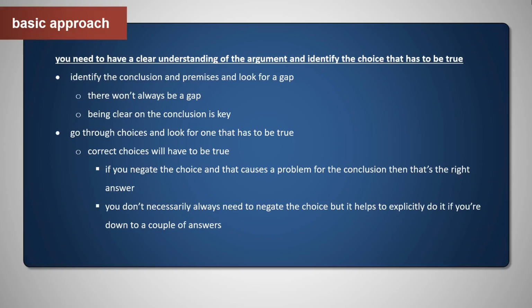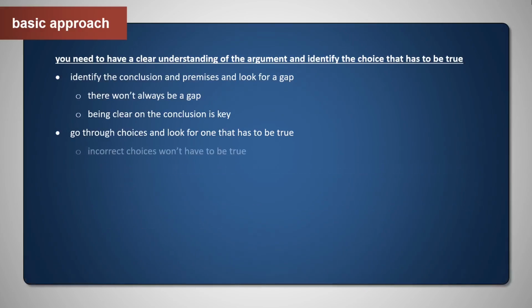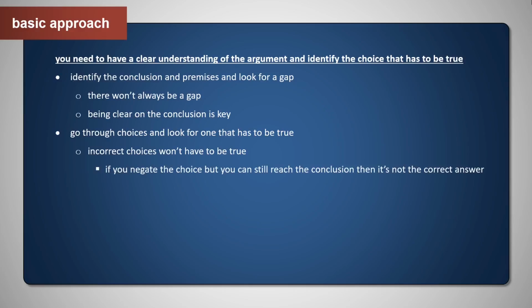All the rest of them, you can come up with a scenario where the answer choice isn't true. So all the incorrect ones could potentially be false, except the correct one. For the incorrect choice, it won't have to be true. So if you negate the choice but you can still reach the conclusion, then you know that that's not the correct answer. Incorrect choices can be negated, and it won't be a problem for the conclusion.